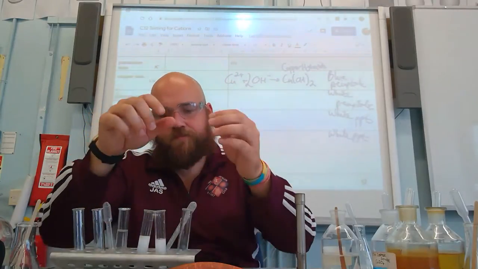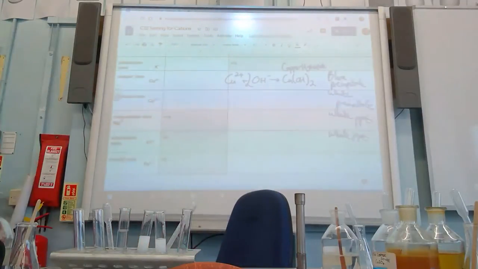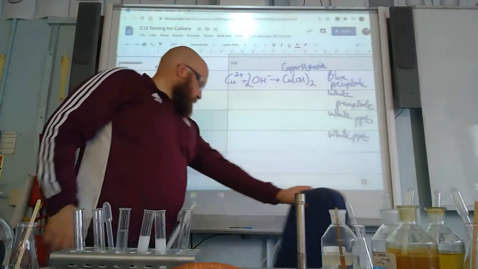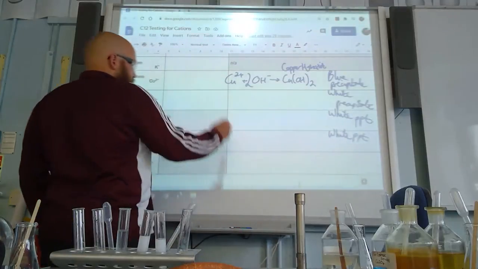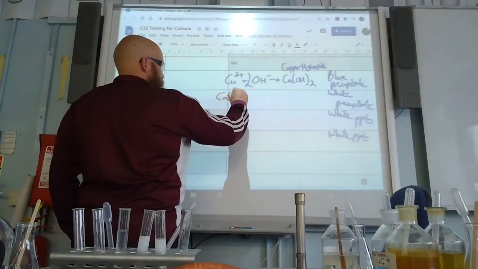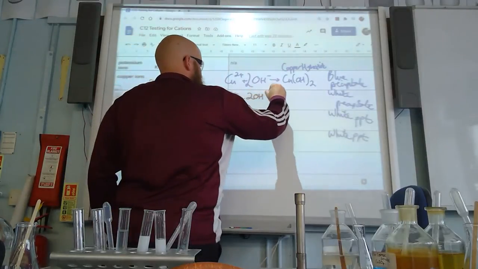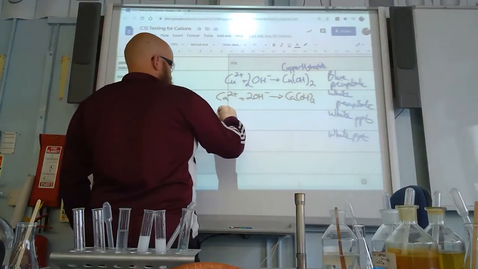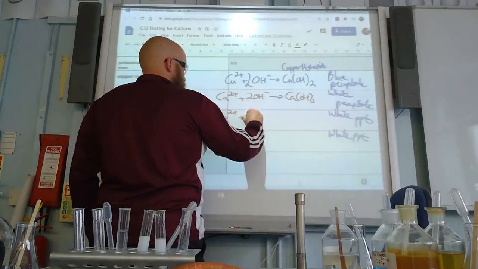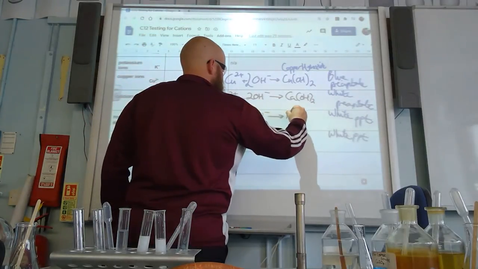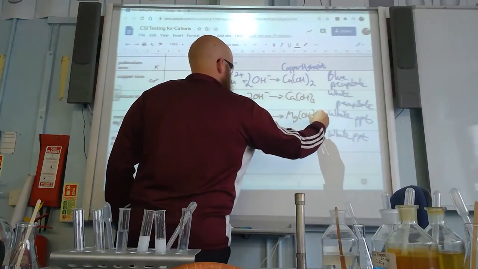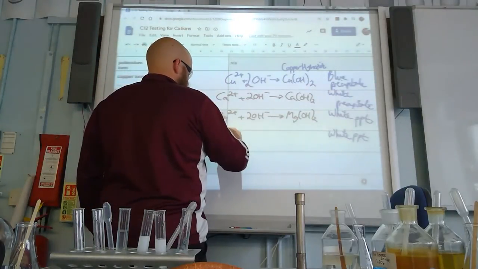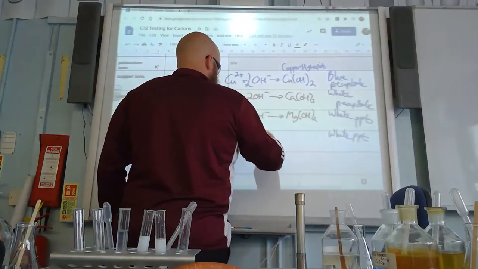Okay, so let's just write something before we move on to the final two. Right, so the white precipitates, it's calcium 2+. So I'll need two OH- to make calcium hydroxide. Magnesium 2+, it's a 2+ ion, so I'll need two OH- to make magnesium hydroxide. And aluminium is a 3+ ion, so I'm going to need three OH-.